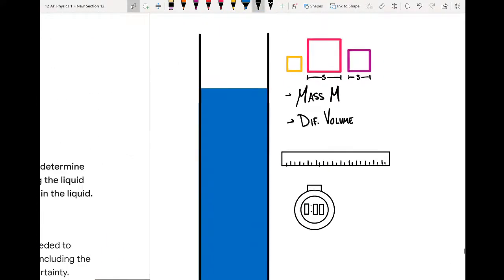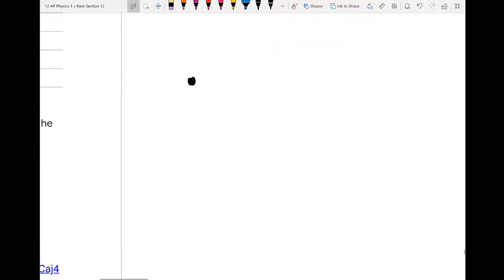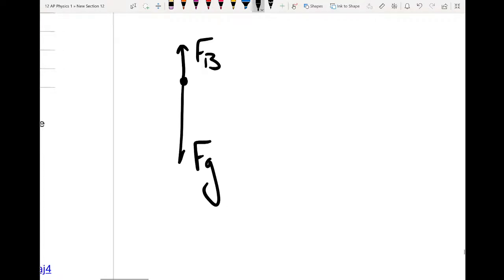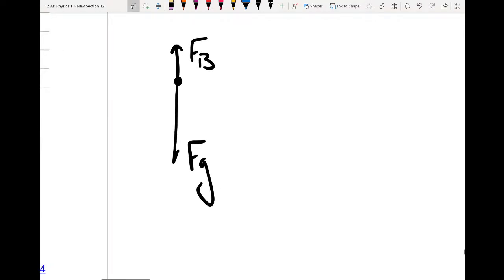But the basic premise is we're going to drop these cubes inside this liquid and they are going to fall. So when we have some sort of object in a liquid, we talked about during this review that this object has a gravitational force on it and it also has a buoyant force acting on it. So we have our gravitational force and we have our buoyant force. And those are really the only two forces acting on it.